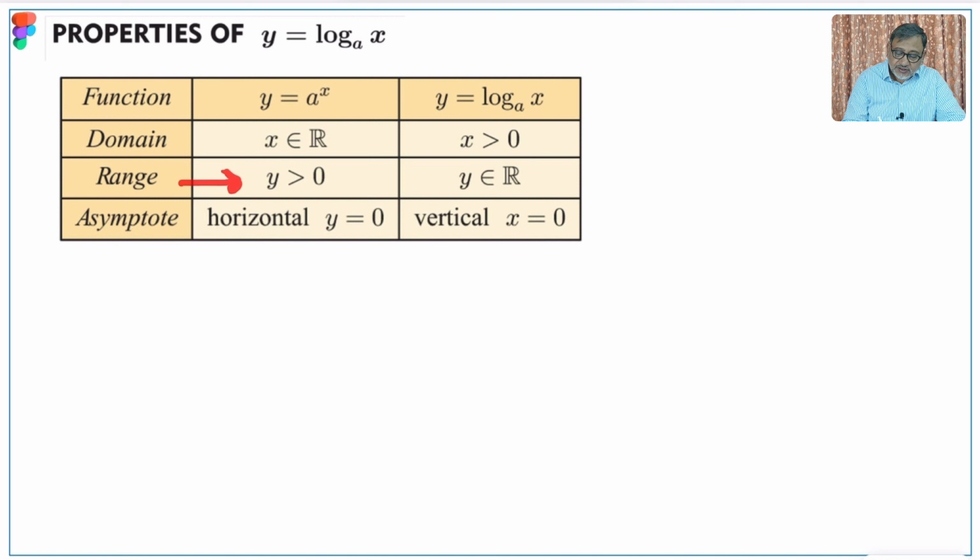Similarly, the range of the exponential function is y greater than 0, because it will never be negative and it will never be 0. Then for the logarithmic function, the range becomes y belongs to R, all real numbers. For the exponential function, the horizontal line y is equal to 0 will be your asymptote. For the logarithmic function, the vertical line x is equal to 0 will be your asymptote.